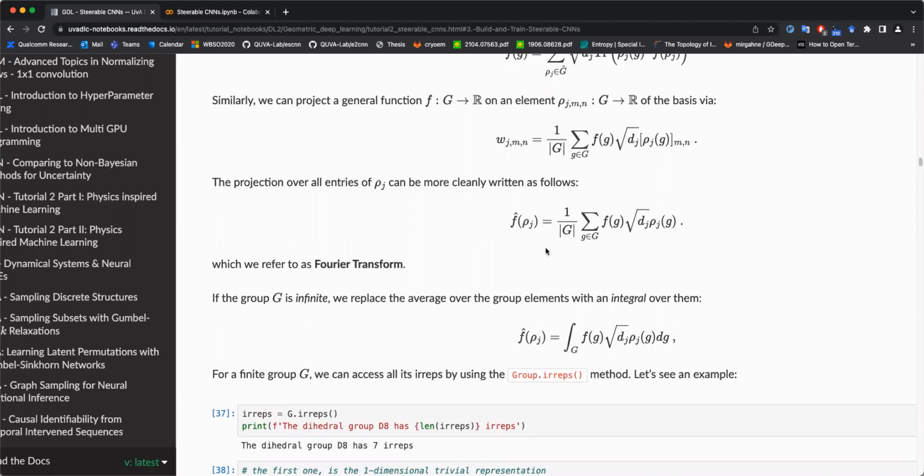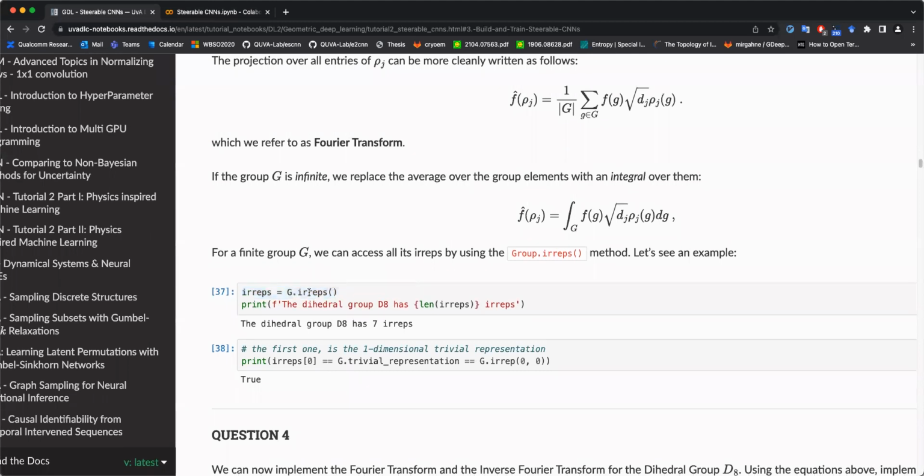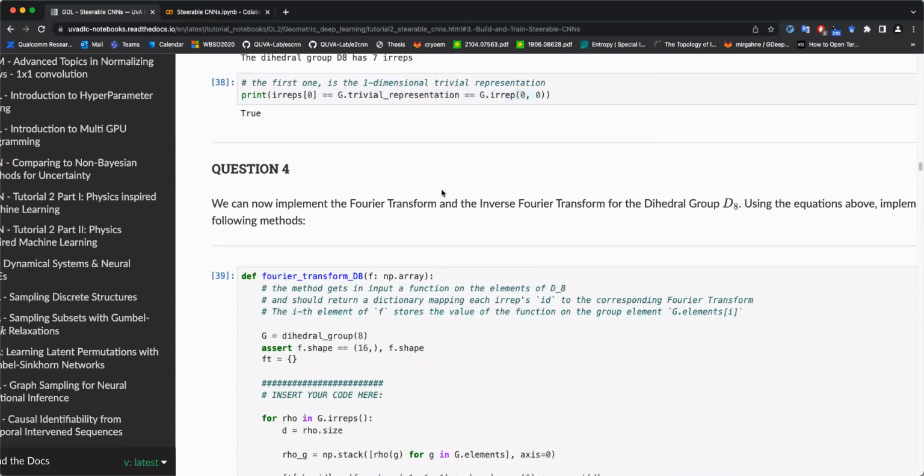Okay, so that's it for the Fourier transform. We can play a bit with it. We can take a group and check all its IREPs. This function returns you the list of all the IREPs. Yeah, this is the same check we did before, right? The trivial representation is equal to the first IREP.